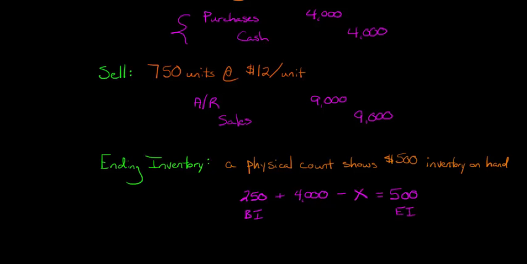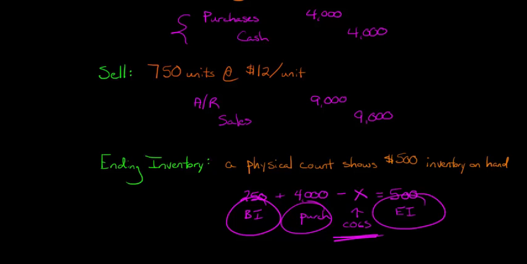Think about it conceptually like this. We've got our beginning inventory. This is what we start with. Then we add something to it, the purchases. And then we subtract something. What is that? That's going to be our cost of goods sold. So we have what we start with, what we add, and what we subtract, which is the cost of goods sold, and that gives us our ending inventory. That's our equation, and we can go ahead now and solve for X.